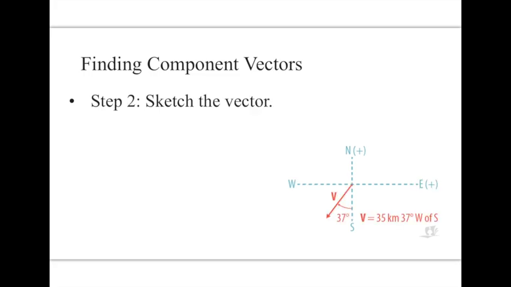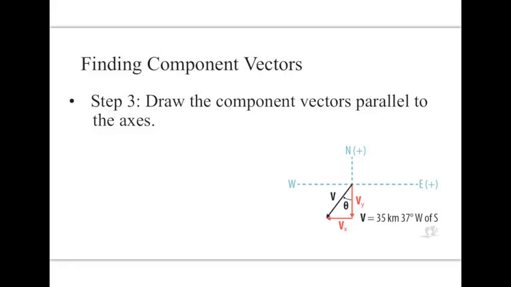You're going to sketch the vector. As you are given vector information, remember they could give it in standard form, or they could say 37 degrees west of south like they did here, or they could give you a true north movement and give you this same vector. Three different ways they could give you this exact vector, but you want to sketch it in the correct quadrant as you've drawn here below.